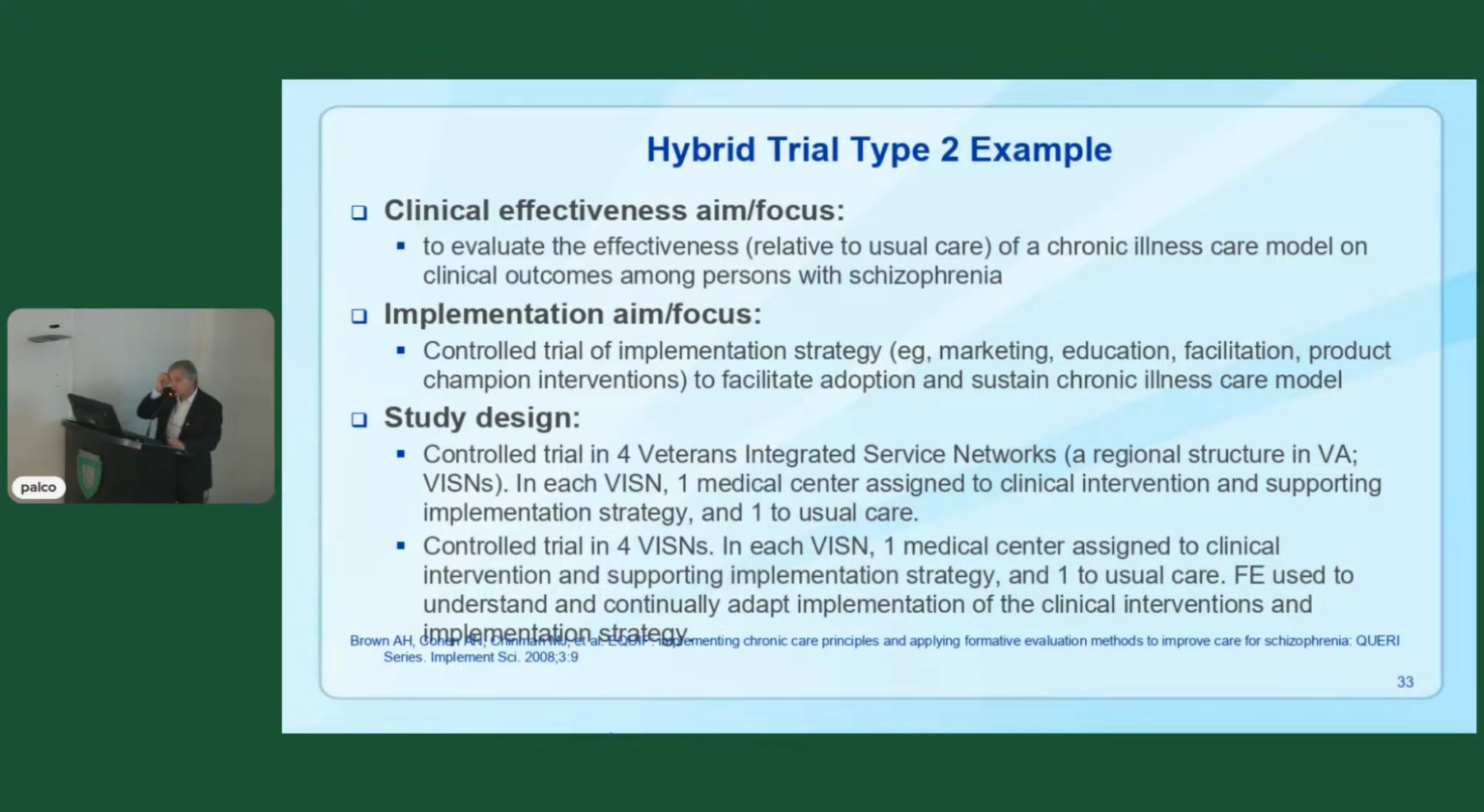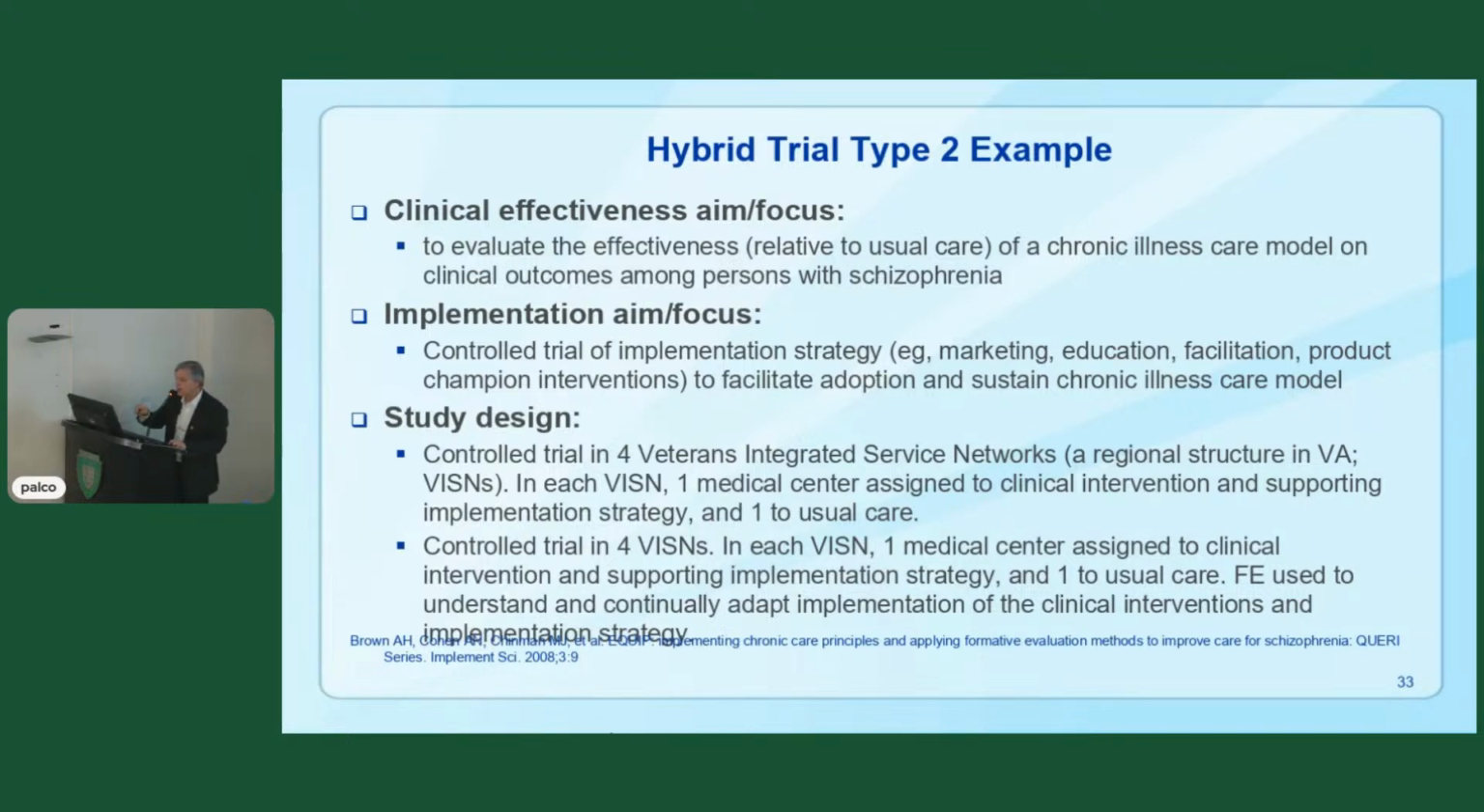So there is a controlled trial of an implementation strategy to facilitate adoption and sustain the chronic care model. But you're still interested in the main outcome of it. In this case, maybe a chronic disease that gets worse or not among schizophrenic patients. I'm just guessing. Let me see. Controlled trial in 4 Veterans Integrated Service Networks. That means 4 VA hospital systems.